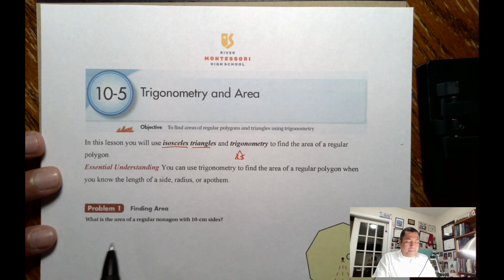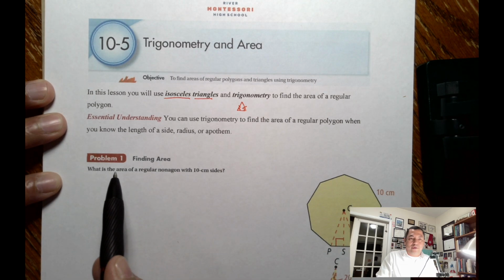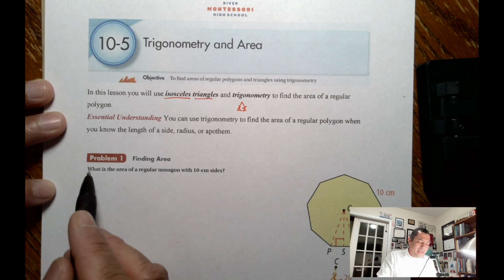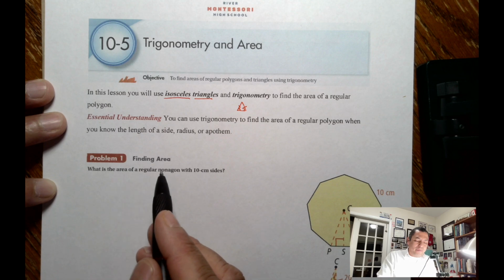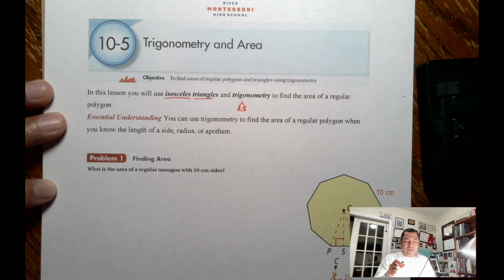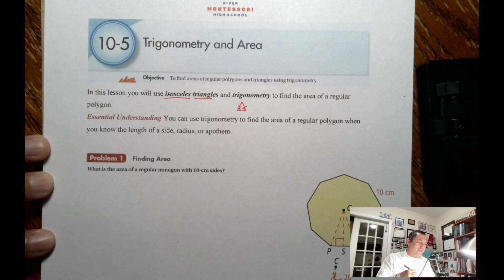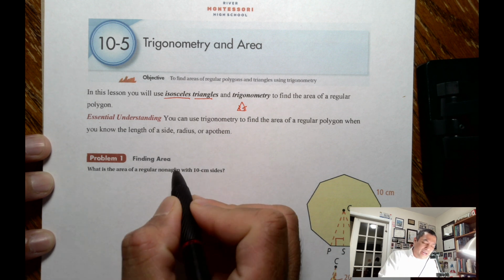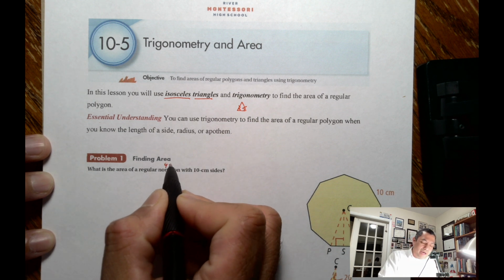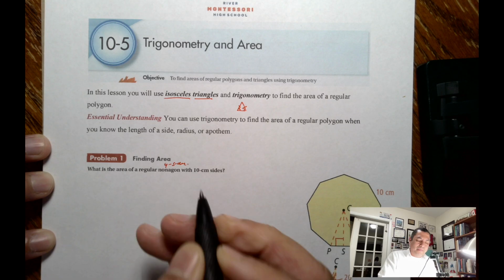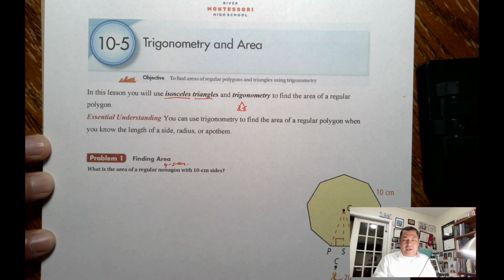Now, example number one, we're going to find the area. What is the area of a regular nonagon with 10 centimeters sides? So remember that a nonagon has 9 sides. So I have 9 sides and I need to find the area. In this section, the area, we're going to round it to the nearest whole number, okay? And we're going to use a calculator.